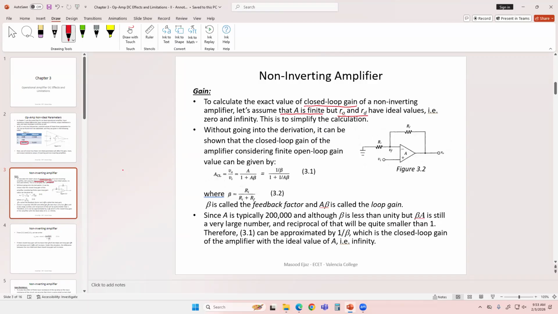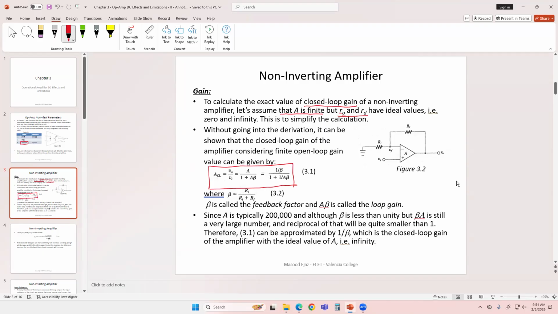And I'm not showing you the derivation because there is no point of showing the derivation of this, since we will not be really using the non-ideal cases. So I'm just going to show you the expressions that you get after the derivation. So the expression that you are going to get for the closed loop gain of a non-inverting amplifier is this expression, assuming A is non-ideal, or assuming A is 200,000, let's say.